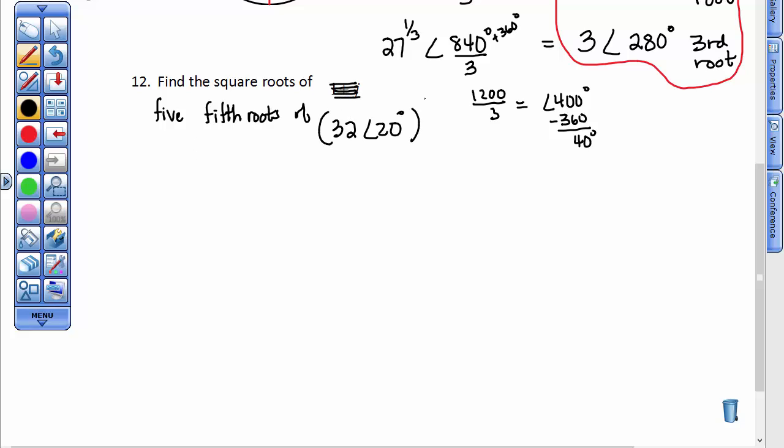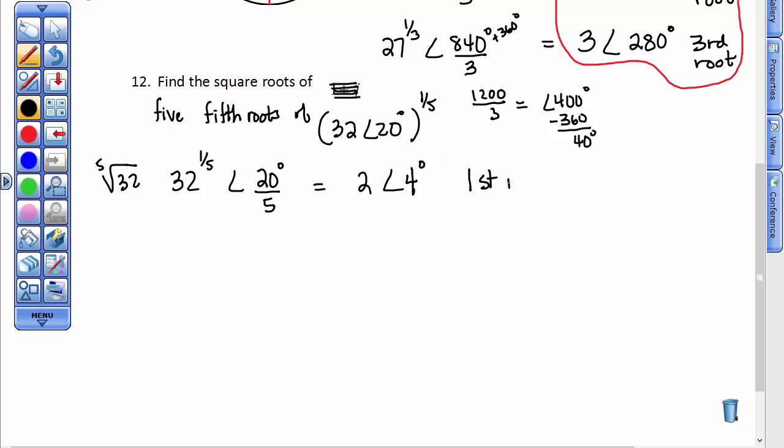So if I want to raise this to the 1/5 power, the first one is 32 to the 1/5 power. And I just have to take the angle and multiply it by 1/5 or divide by 5. 32 to the 1/5 power means this. And 2 is the number that you'd multiply times itself 5 times to get 32. 20 degrees divided by 5, so your first root would be at 4 degrees. The R value would be 2, and its angle would be 4 degrees.